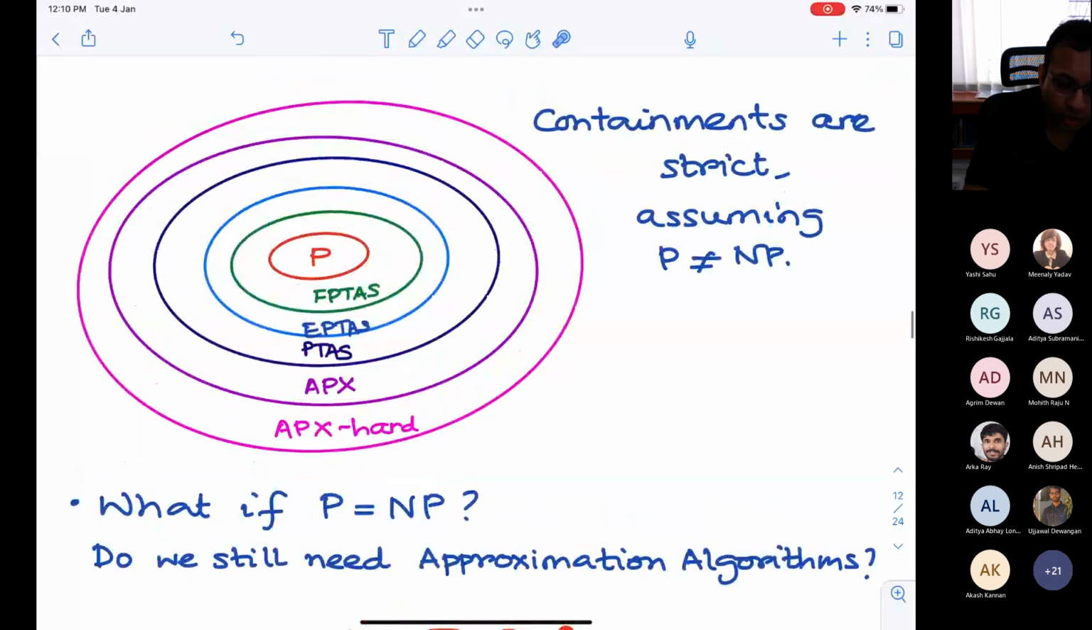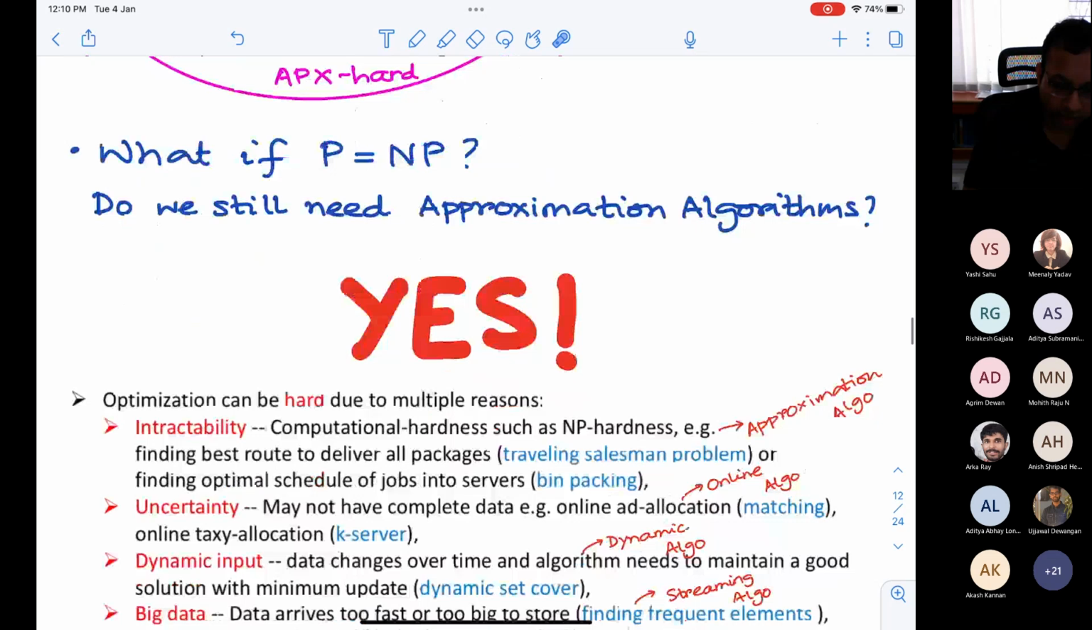Now, we talked about P not equal to NP, and under that, we study approximation. But is it really the case? What if one shows P equal to NP? Do you still need approximation algorithms? The answer is a resounding yes.